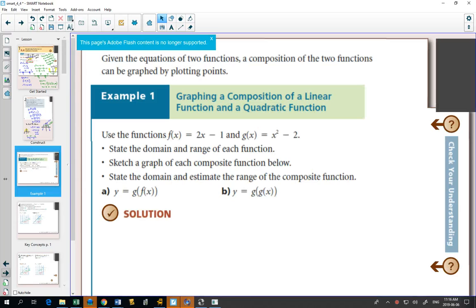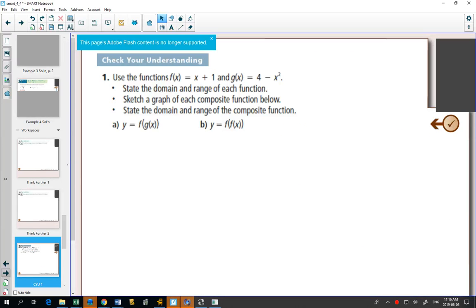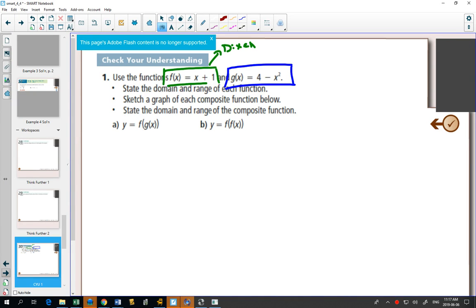So let's go to example 1, which is a little bit easier than what we did to start. Use the functions f of x equals x plus 1 and g of x equals 4 minus x squared. State the domain and range of each function. So first of all, I'm going to put that one in green, this one in blue. Can you see with the green one that it's a line with a slope of 1? Domain is everything. Range is everything.